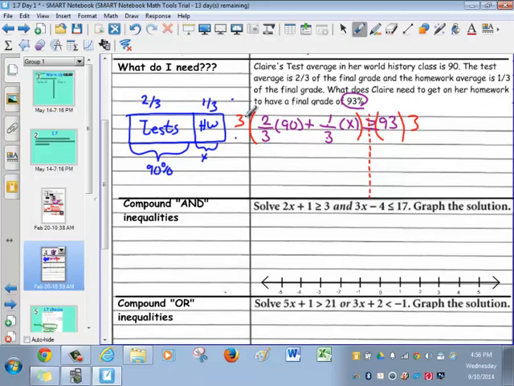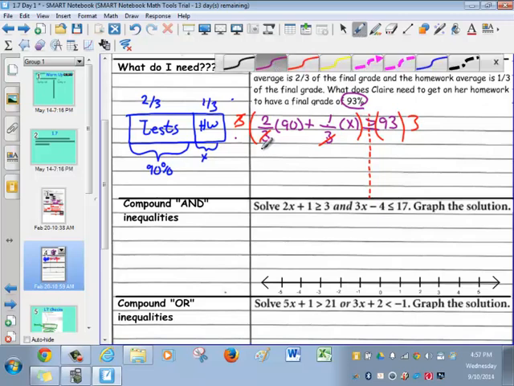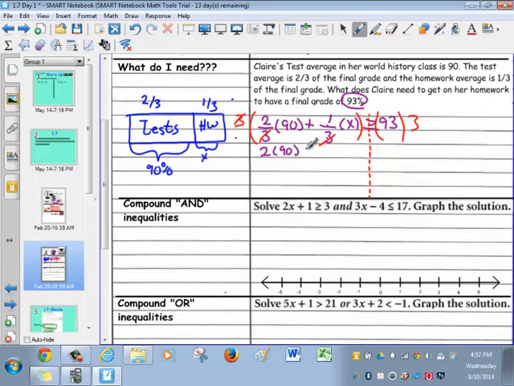Check what happens. This 3 cancels out these two 3's down here, and then this 3 just gets multiplied by that 93. So what I have now is 2 times 90 plus 1 times x is greater than or equal to 93 times 3. That is 279, I think. I apologize if it's not 279. So let's just do a little multiplication. 2 times 90 is 180. This is plus just an x, because 1x is just x, and that's 279.